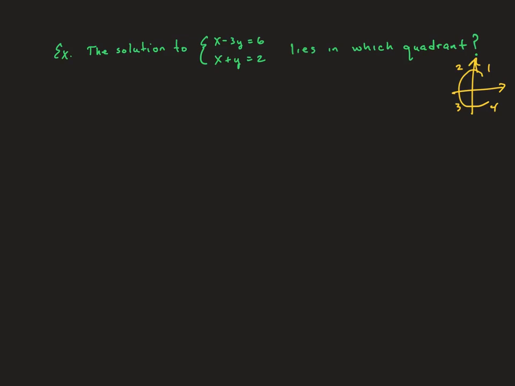So now we can go ahead and get these two equations in a position where we can graph them. If we do that, we're going to have to convert them to slope-intercept form, because that's the easiest way for me to graph. Starting off with the first equation, I have x minus 3y is equal to 6. I'm going to isolate my variable by subtracting x from both sides, and I end up with negative 3y is equal to negative x plus 6.